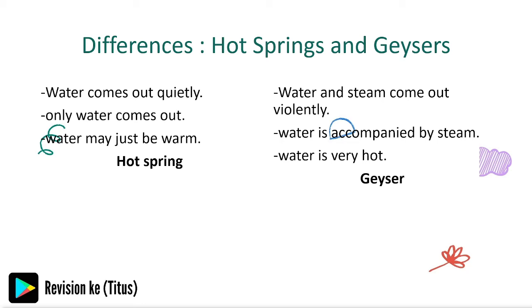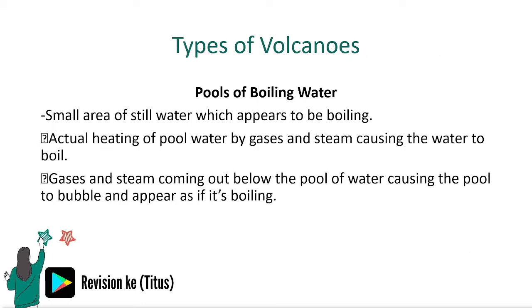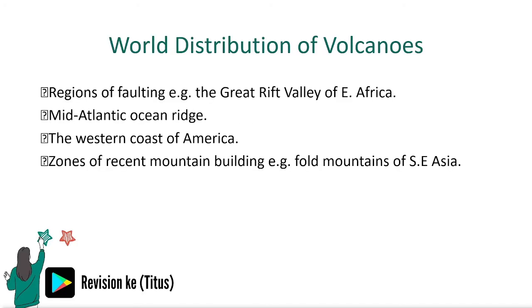There is more to the types of volcanoes. We have pools of boiling water, and then we're going to look at some world distributions of volcanoes before we look at the significance. So these could be regions of faulting, such as the Great Rift Valley of East Africa. We have the Mid-Atlantic Ocean Ridge. We have the western coast of America. And we have zones of recent mountain building, such as the Fold Mountains of Southeast Asia.